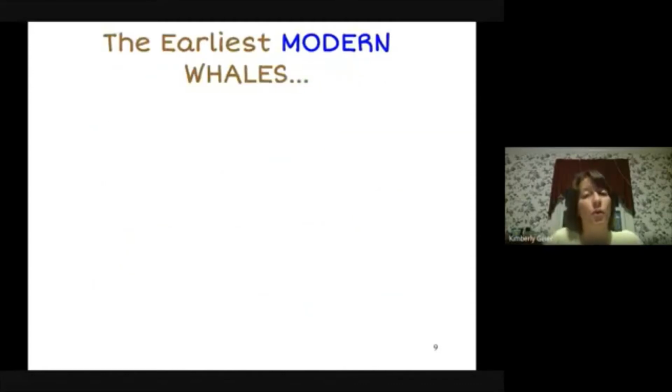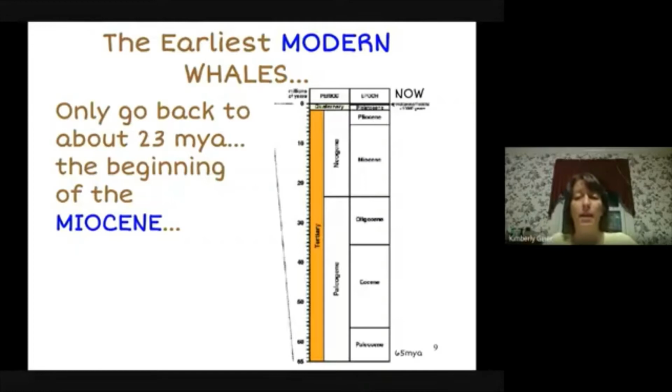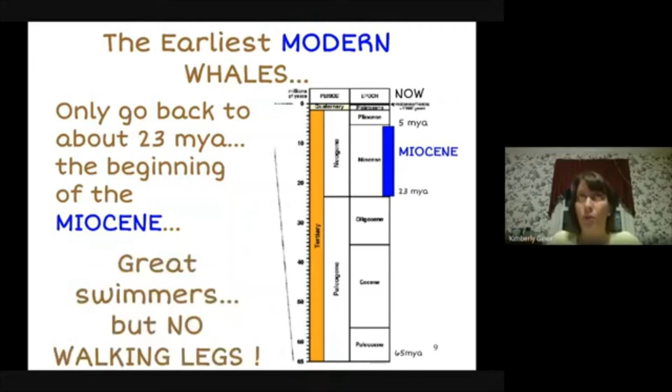So to start answering our question, we need to look at the earliest modern whales. So we can look back in fossils. They go back about 23 million years ago to the beginning of the Miocene. So if we made a timeline, we've got now on here, and looking back through time, we can see the Miocene was between 5 million years ago and 23 million years ago. So there's definite fossils of things that absolutely look like whales. But since they absolutely are identifiable as whales, they're great swimmers and they have no walking legs.